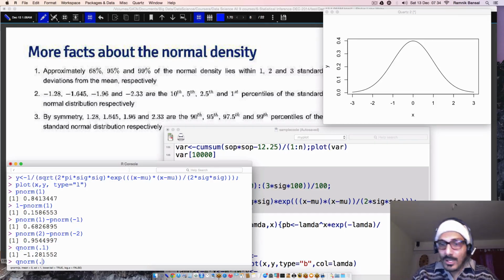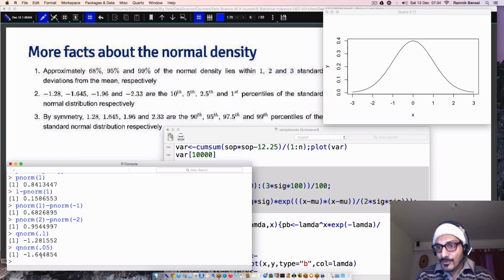Similarly, the 5 percentile is 0.05, so I get minus 1.64. Similarly, 0.025 is my 2.5 percentile, so I get minus 1.96, and this is nothing but 2 sigma. So this is equivalent to 2 sigma. And then the 1 percentile. So I get these values.